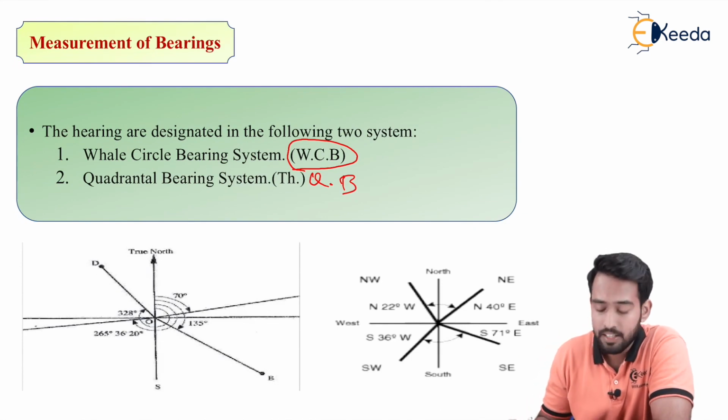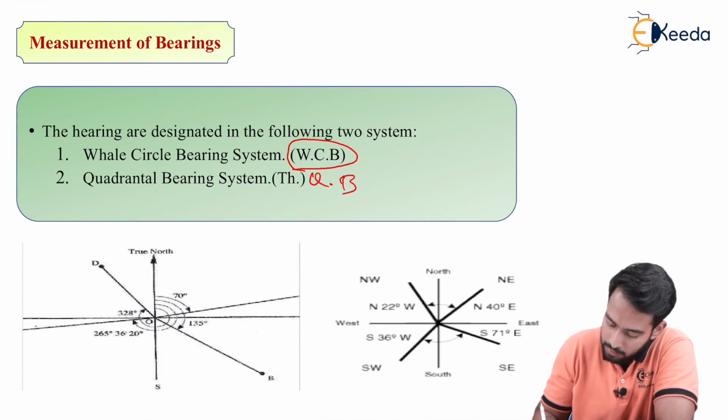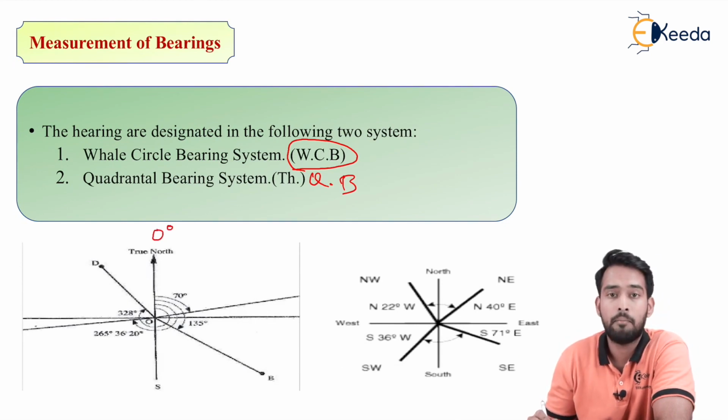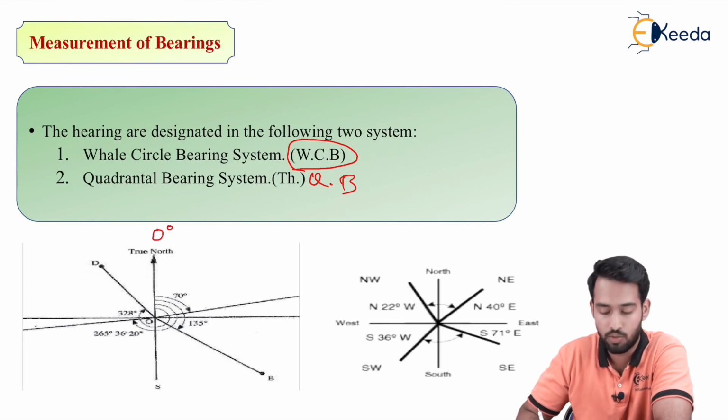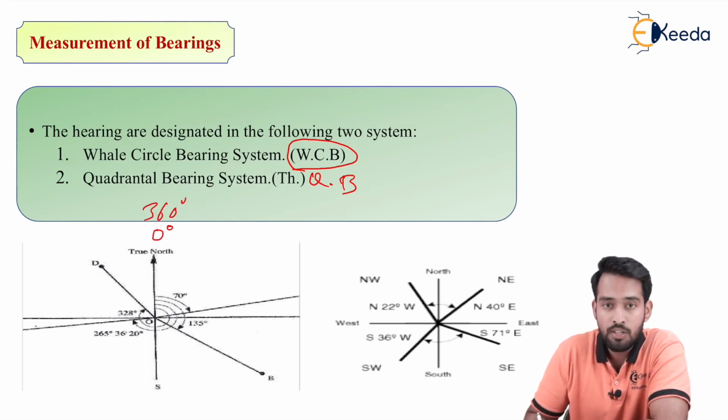So what is whole circle bearing? Whole circle bearing is nothing but the bearing which is calculated by using prismatic compass. So in prismatic compass, we can calculate whole circle bearing starting from 0 degree to 360 degree. So minimum we can calculate 0 degree and maximum we can calculate 359 degree 59 minutes, which is nothing but your 360 degree. In whole circle bearing, we can calculate minimum 0 degree and maximum 360 degree.